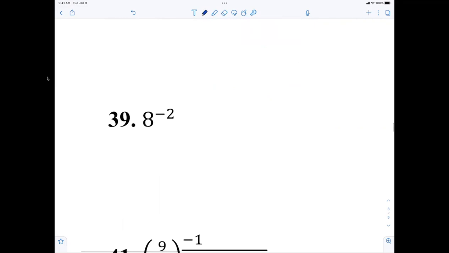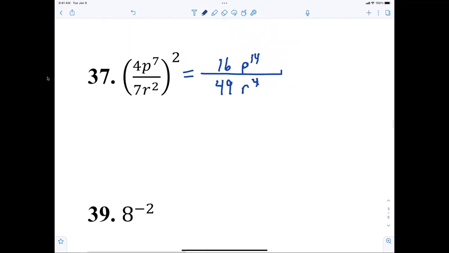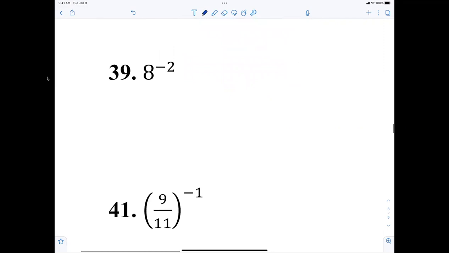Mikey, what's 8? It's 4. Which one are we doing? 39. So we have a negative exponent. You need to move it. So what is it? So it would be 1 over 8 squared. That's it. 1 over 8 squared.